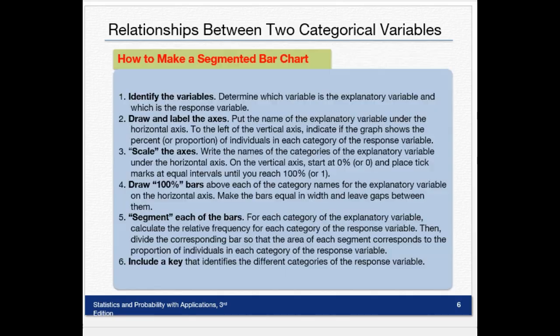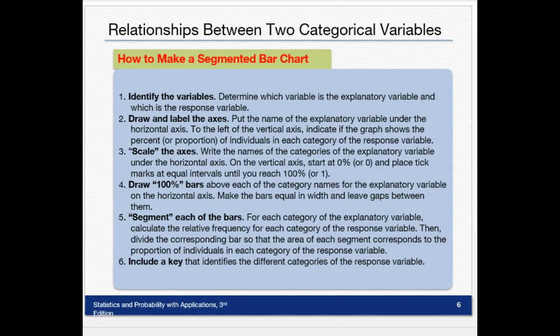So here's the steps to create that. So write these steps down. Identify the variables, determine which variable is explanatory and which is the response. Draw and label the axis. You're going to put the name of the explanatory variable under the horizontal axis. To the left of the vertical axis, you're going to indicate if the graph shows the percent or proportion of individuals in each category of the response variable. You're going to scale the axis. You're going to write the names of the categories of the explanatory variable under the horizontal axis. On the vertical axis, you're going to start at 0 for 0% and place tick marks at equal intervals until you reach 100 or 1.